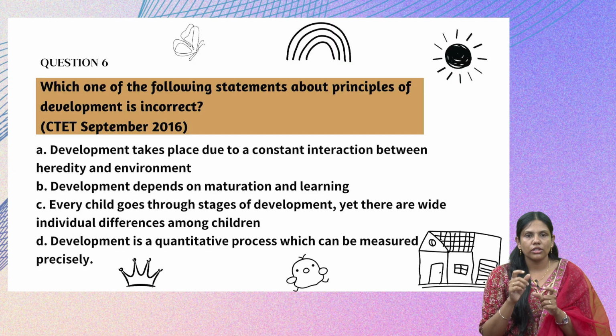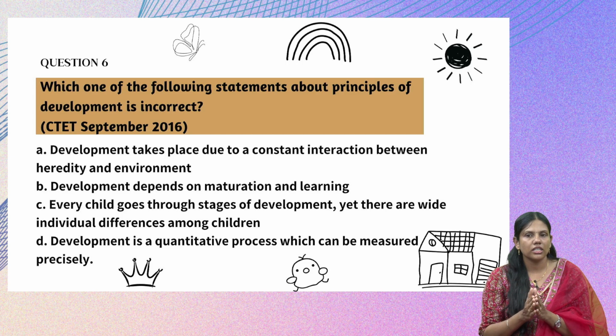If we go back to the question, the word incorrect is to be highlighted. So in the options we have to search which option is incorrect, not the ones which are correct or which are talking about principles of development. If we see the first option, development takes place due to constant interaction between heredity and environment, is correct. Then development depends on maturation and learning, that is also correct. Every child goes through stages of development, but still there are individual differences in the child, that is also correct.